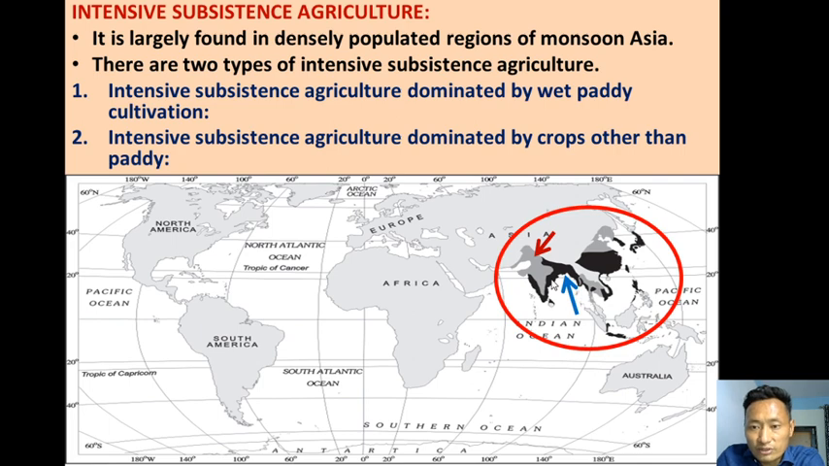They are cultivating two or more crops for self-subsistence. In the dark shaded areas, the crop they are cultivating is rice. Another type of subsistence agriculture is intensive subsistence agriculture dominated by crops other than paddy. That means the light shaded areas.